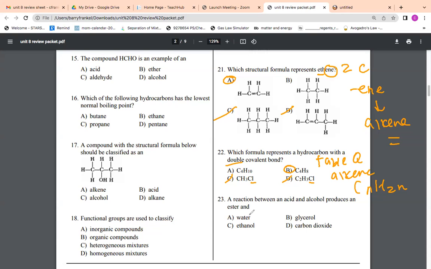All right, 23. I feel like I put this question so many times. A reaction between an acid and an alcohol produces an ester, and what else? You also get a byproduct, and your byproduct is going to be water. It's not necessarily the aim or the goal of the reaction, but it's something that we end up with as one of our products.